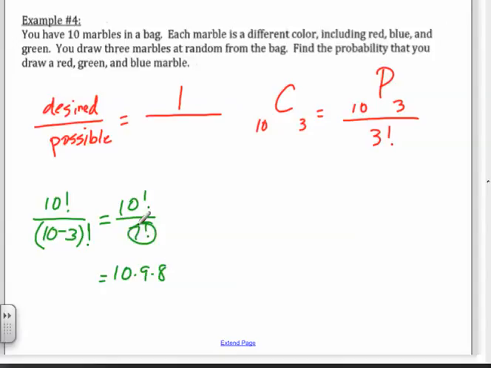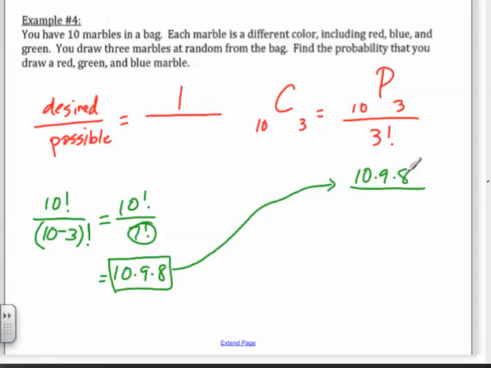Now I'm not going to multiply this out. That's 720, right? But I'm not going to multiply it out. I'm going to bring it over here and put it on the top of this fraction. 10 times 9 times 8. That's how many permutations there are, over 3 times 2 times 1. Right? The 3 factorial. Now the 3 cancels with the 9.